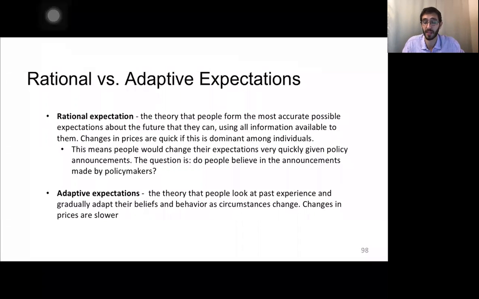And this would depend on whether people have rational or adaptive expectations. Okay, so people with rational expectations take current information and make the best prediction they have based on all the current information. So if somebody comes out now and says, hey, we're going to try to lower inflation, they're really going to believe it, and that's what they want to believe. They adjust their expectations very quickly.